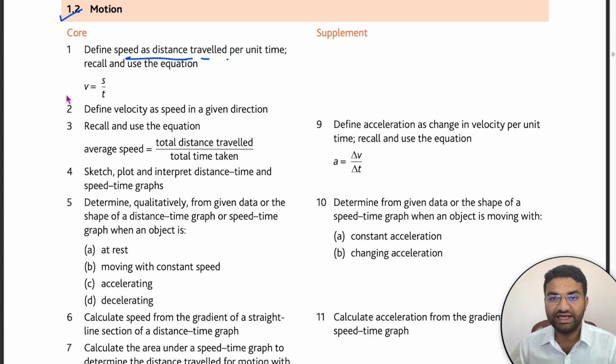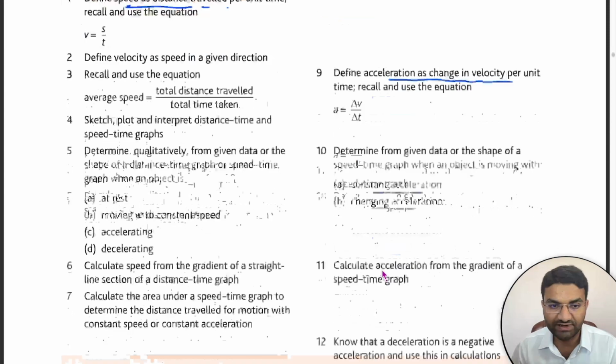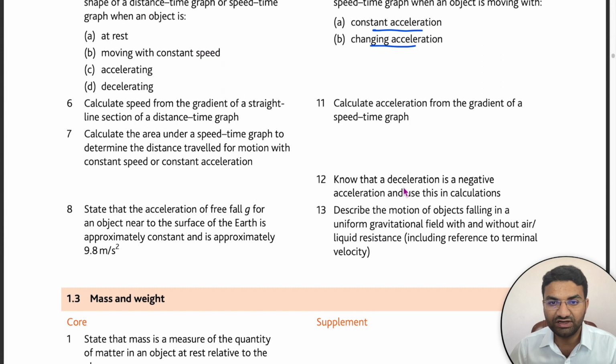Apart from this, for extended students, acceleration is change in velocity over change in time. Constant acceleration, changing acceleration, and how to identify them on a graph: you will get graph-based questions as an extended student. Then extended students have to learn what deceleration means and the concepts related to the motion of an object falling in a uniform gravitational field.